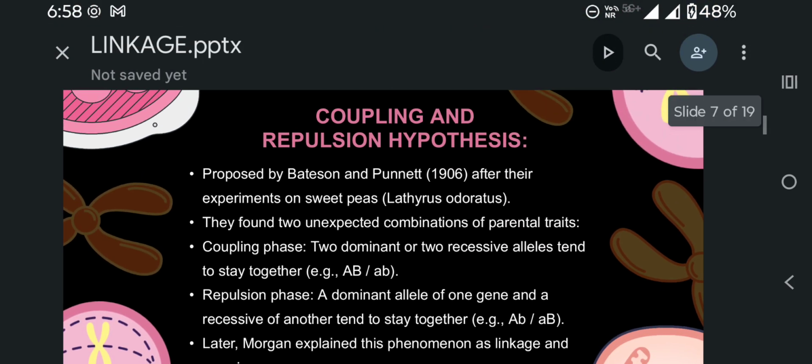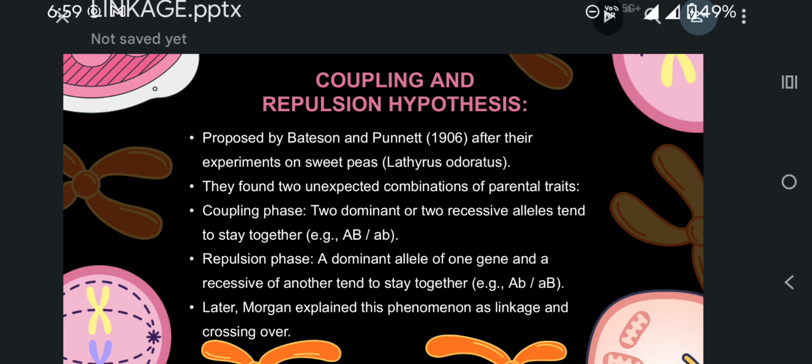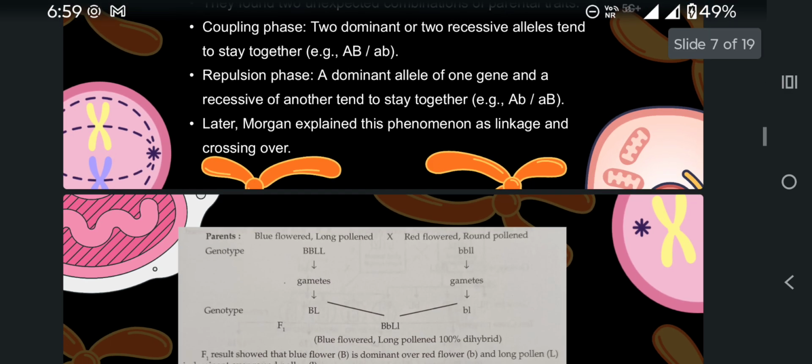The coupling and repulsion hypothesis was proposed by Bateson and Punnett after their experiments on the sweet pea. They found two unexpected combinations of parental traits. Coupling phase means two dominant or two recessive alleles tend to stay together. Repulsion phase means a dominant allele of one gene and a recessive allele of another tend to stay together. Later Morgan explained this phenomenon as linkage and crossing over.